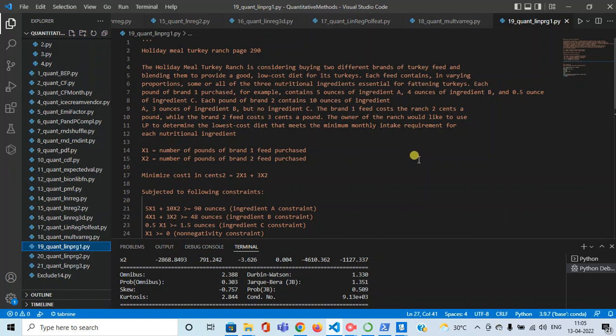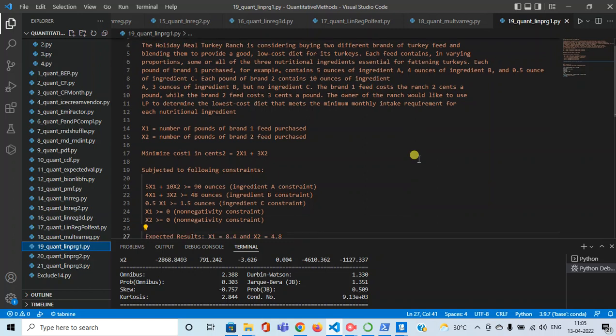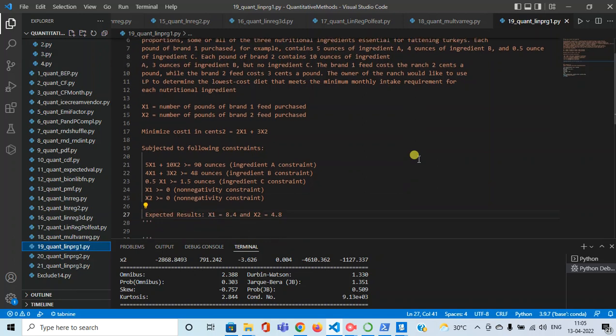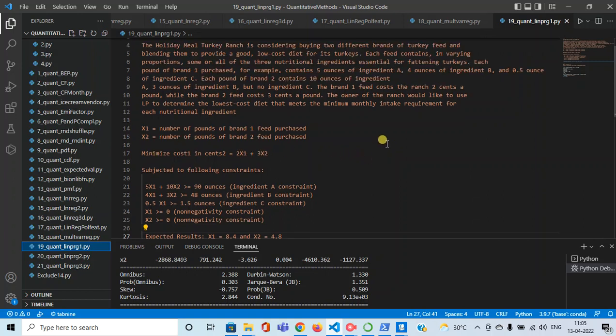Welcome to linear programming problem. Again, we have taken an example from the book that we mentioned some time back. So in linear programming, what happens is there will be an objective. The objective could be minimize cost 2x1 plus 3x2 in this case.